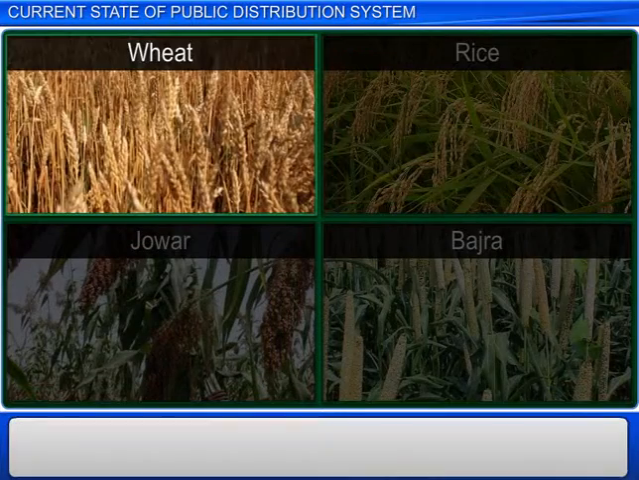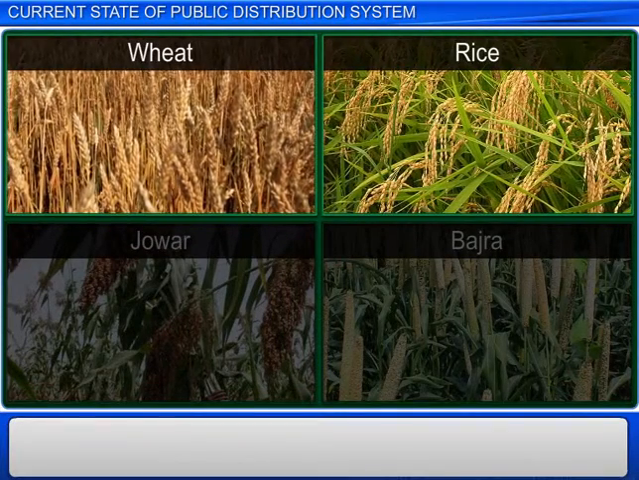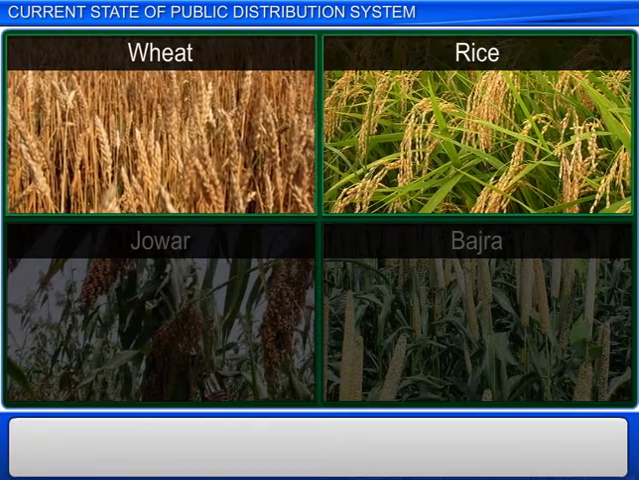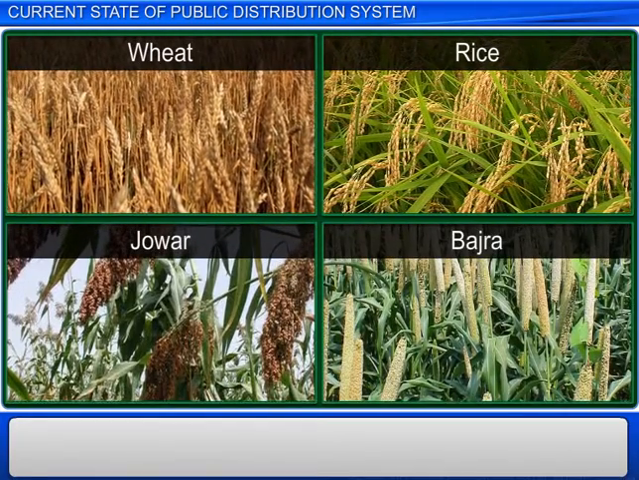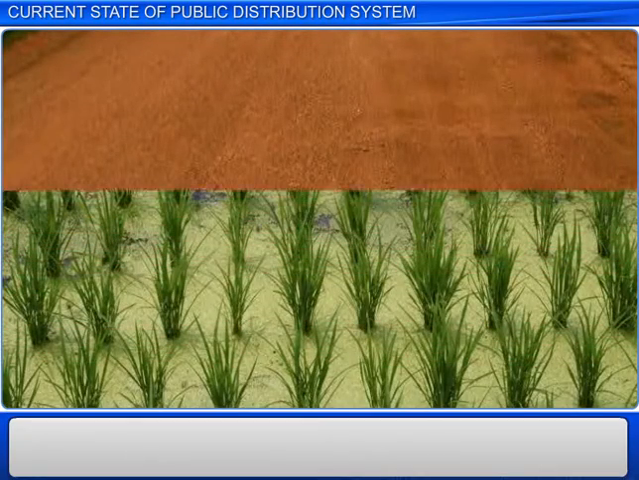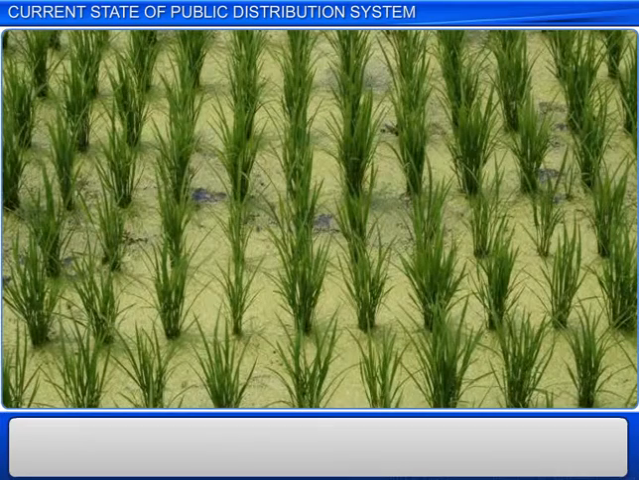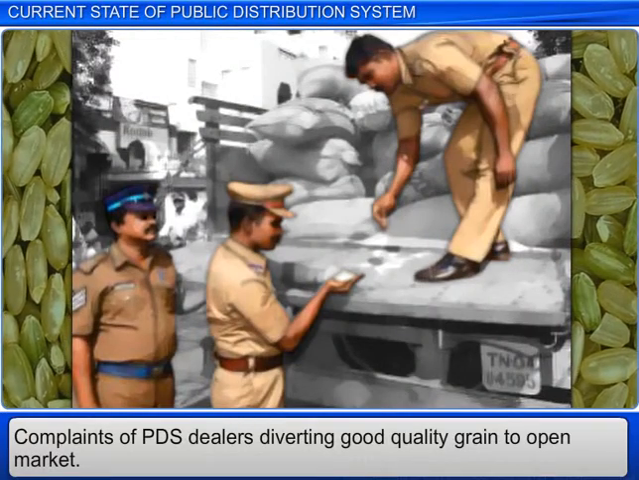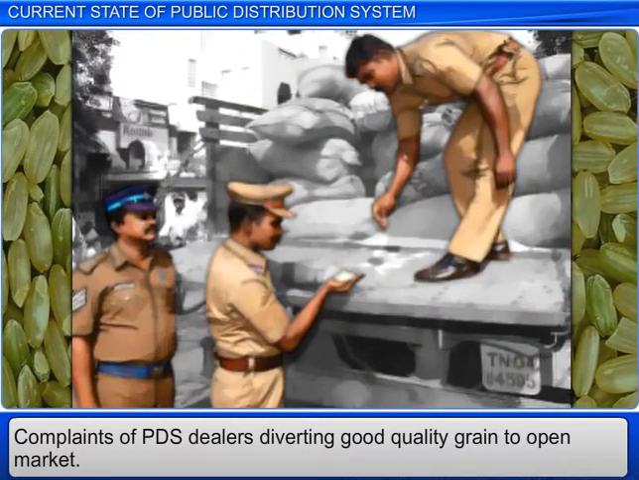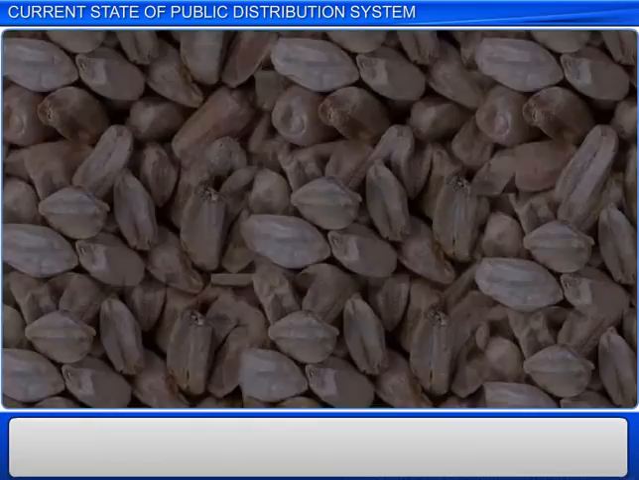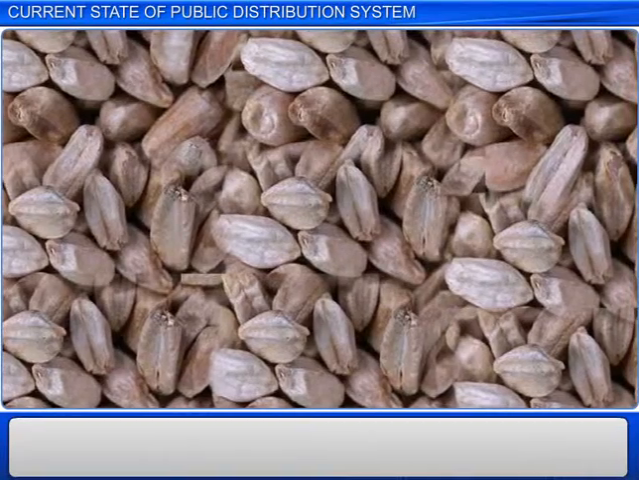The procurement of wheat and rice at enhanced minimum support prices has discouraged farmers from growing other food grains like jowar and bajra. Increasing cultivation of water-intensive crops like rice is leading to overexploitation of the limited water resources in many areas. There are also frequent complaints against PDS dealers, like diversion of good quality grains to the open market, selling poor quality grains, and keeping irregular shop timings.